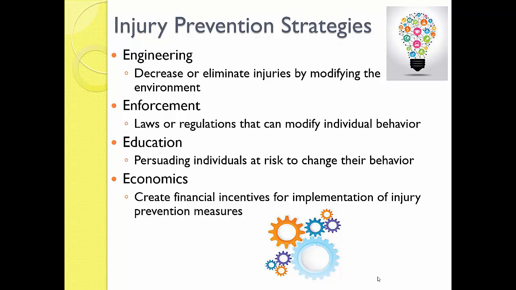The injury prevention strategies that we develop can be created through different methods. And so we start with engineering, and that is basically trying to modify the patient's environment to help decrease or even eliminate that risk of injury. So we as nurses do that a lot, creating a safer environment for the patient. Through enforcement, that could be things such as regulations or laws that are put into place that can help modify behaviors to make a more safe environment. That could be things like helmet laws, seatbelt laws.